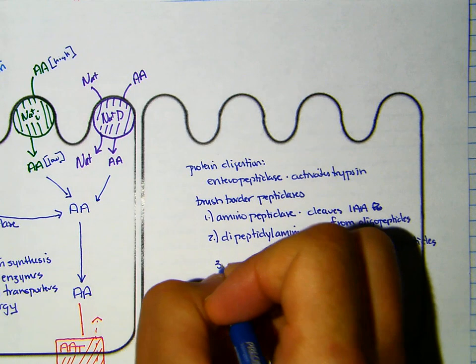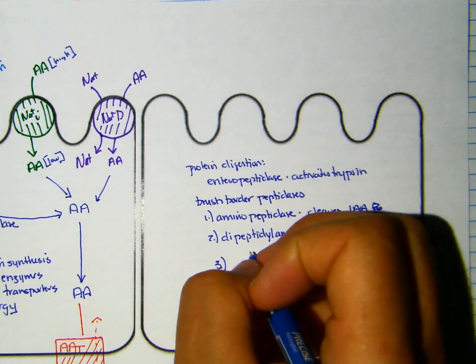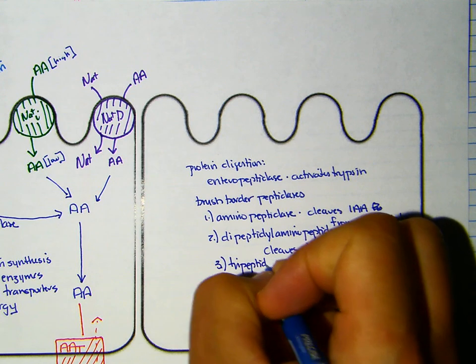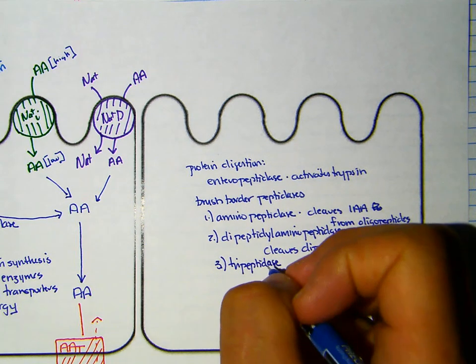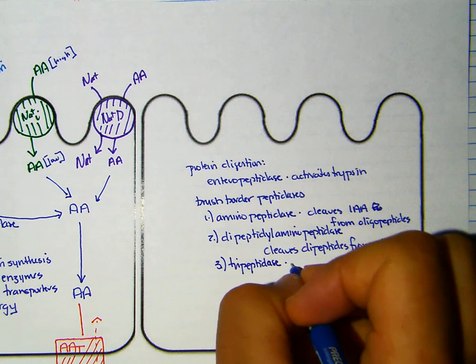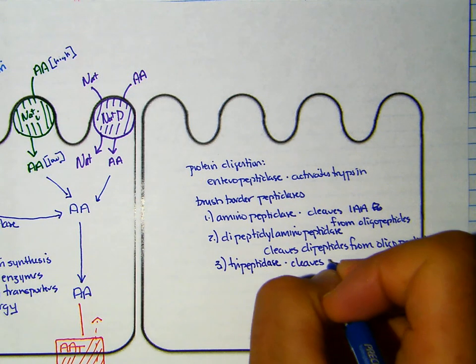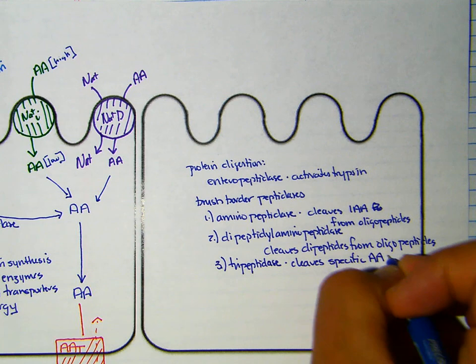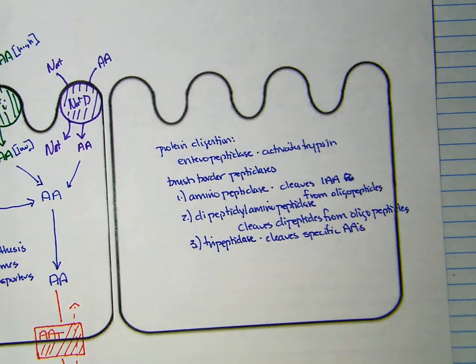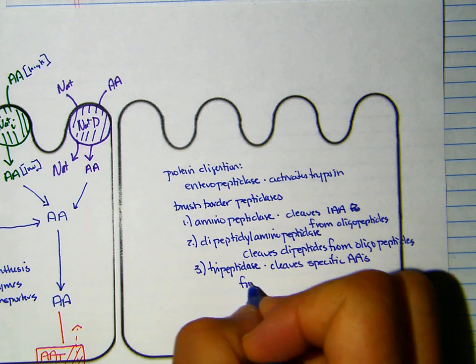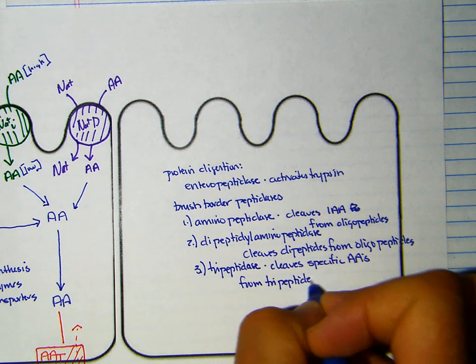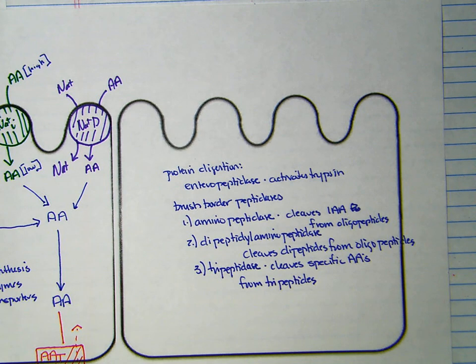And third, we have, what do we have? We have tripeptidase. And tripeptidase cleaves specific amino acids from tripeptides. So we have those three and what they do. Okay.